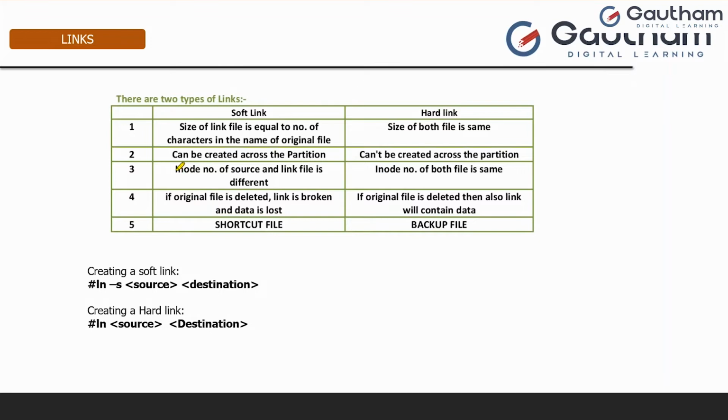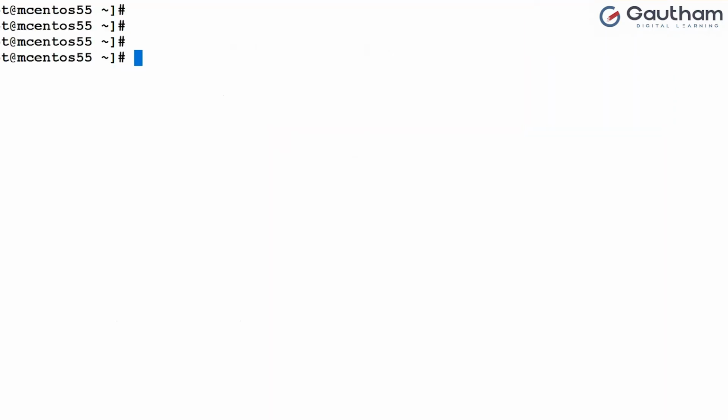Over here, the inode number of the original file and the link file will be different. And the most important part is, if the original file is deleted, the link is broken and the data inside it will be lost. So let us see how we can deal with soft link. To create a soft link, we have a simple command: ln -s, the original file location, and the destination where you want to keep your file. Practically, when I show you, it becomes easier to understand.